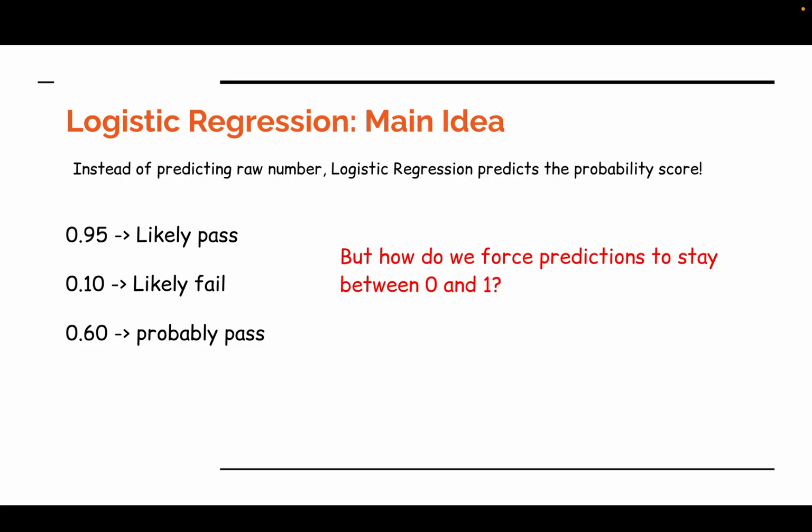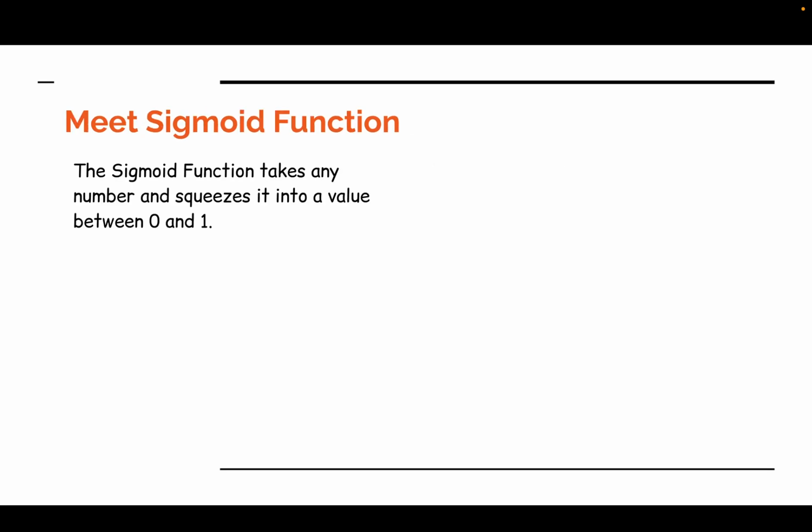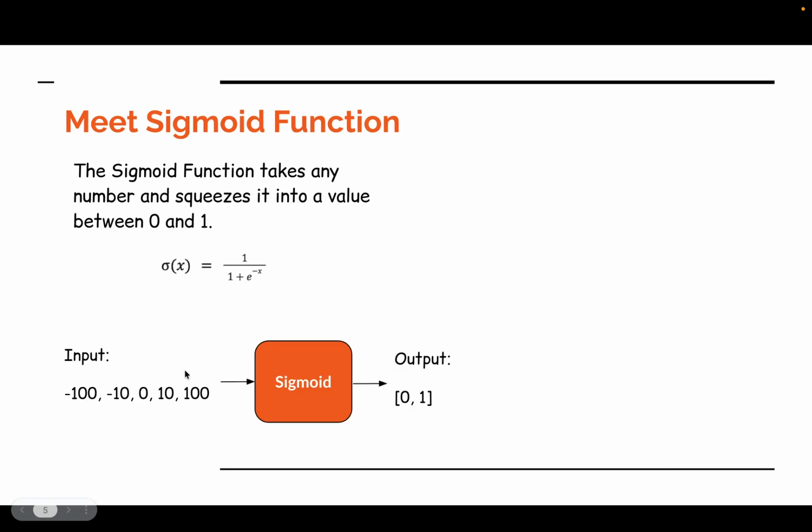Now that's where sigmoid function comes into picture. So sigmoid function takes any number and squeezes it into a value ranging between 0 and 1, whose formula is sigma of x is equal to 1 by 1 plus e power minus x. So we are not very interested in this formula. Let's understand what happens when you have an input to this formula. So consider we have these different inputs, and if you send any of these inputs to the sigmoid function, you will be getting the value ranging between 0 and 1.